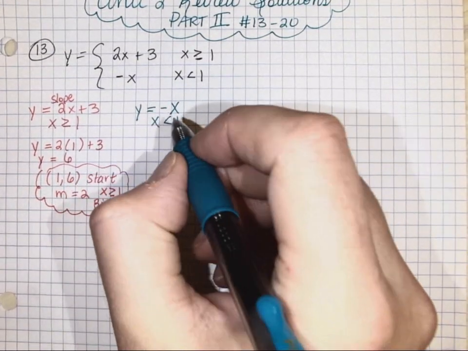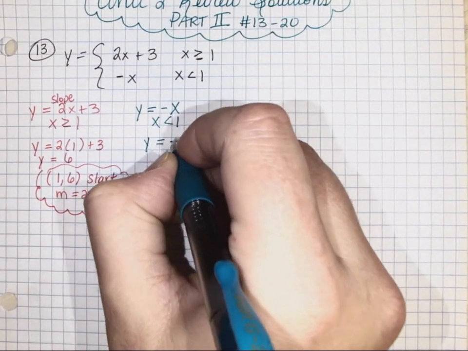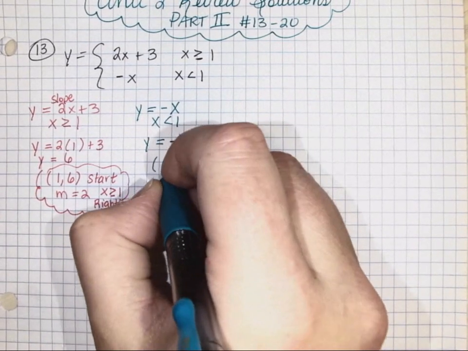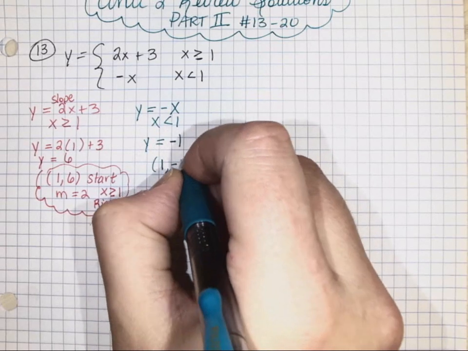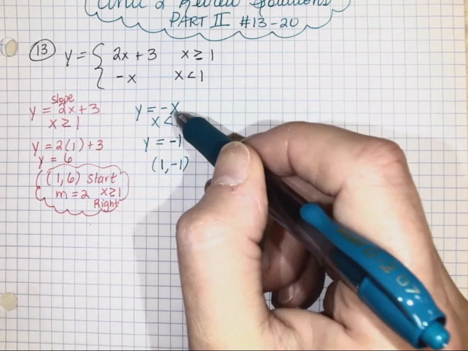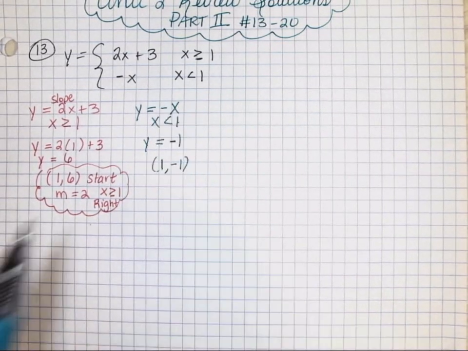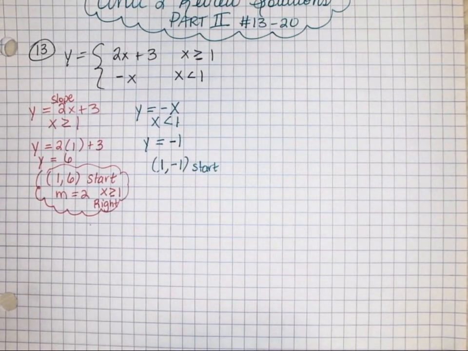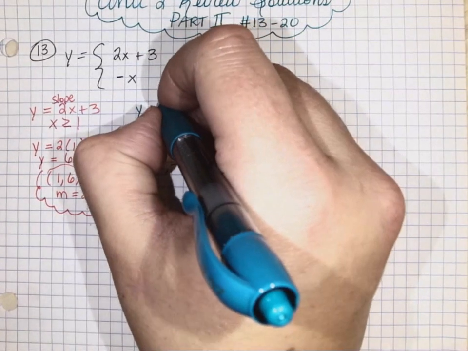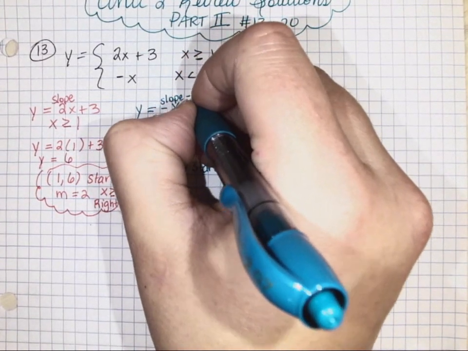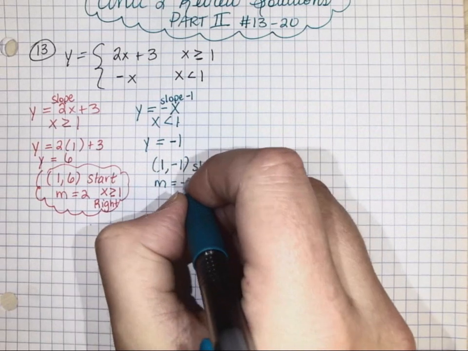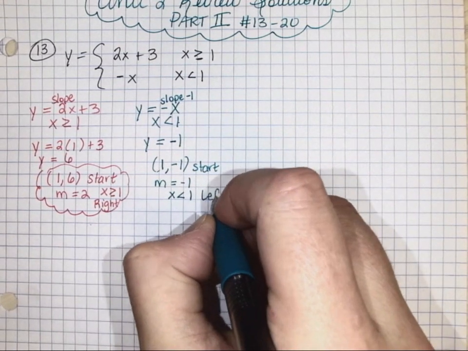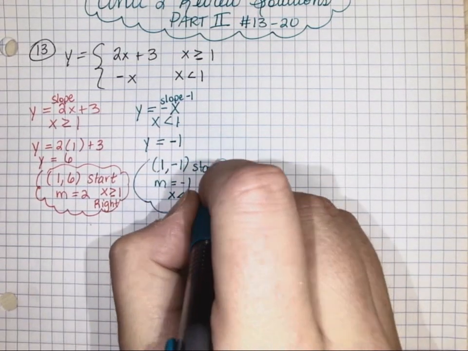For this part, I'm going to plug in 1 for x, and I get y equals negative 1. So I'm starting at 1, negative 1. Be careful with negative. I only plugged in 1 for x, but I got negative 1 for y. So that's where I start with this line, and I have a slope of negative 1. It was x less than 1, so I only want to see the left side.